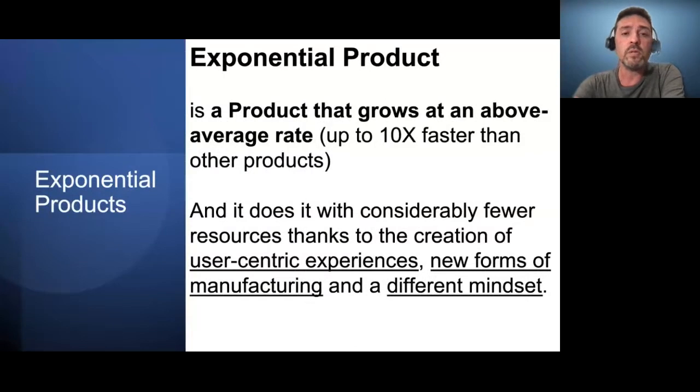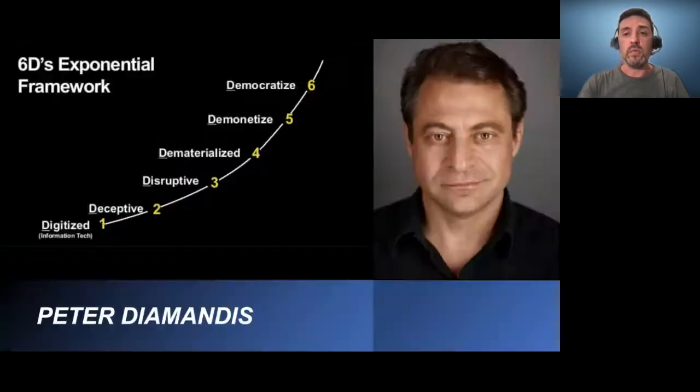An exponential product is a product that grows at above average rate, up to 10x faster than other products, and it does so by using considerably fewer resources, thanks to creating a user-centric experience, new forms of manufacturing, and a different mindset. Of course, you can take that as just a definition, but there are some key things here that I would like to get into detail.